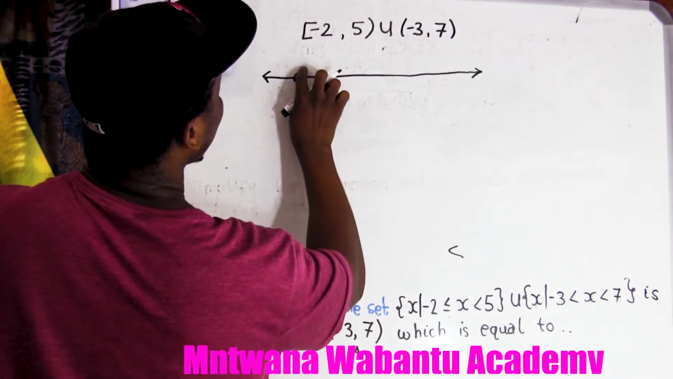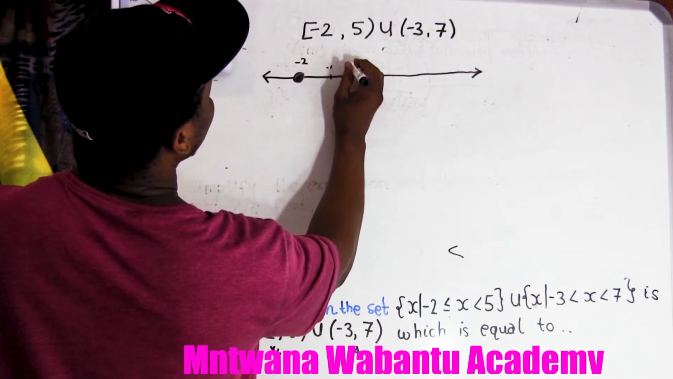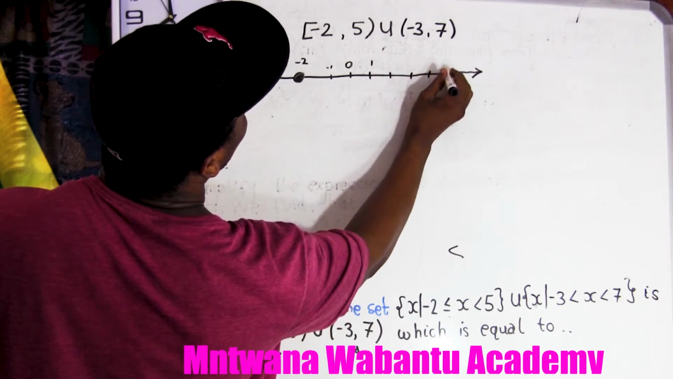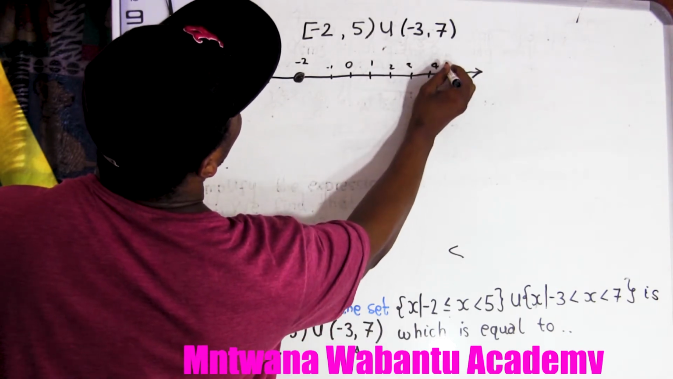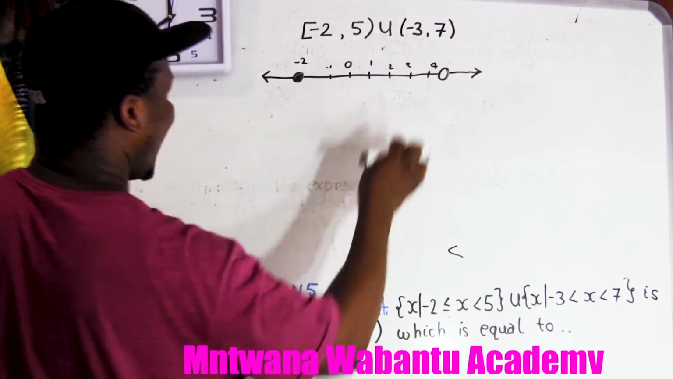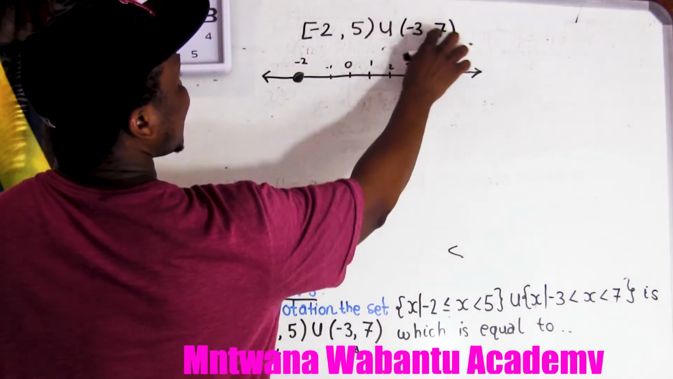Okay, this is -2. Let's say this is -1, then 0, 1, all the way to 5. Let's assume this is 5: 2, 3, 4, 5. Okay, so 5 is excluding. So for excluding, you do this. Don't put anything inside. Then they say the second one starts from -3 to 7.